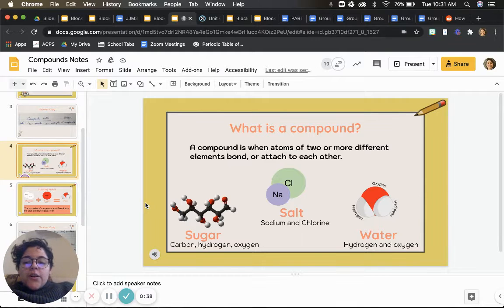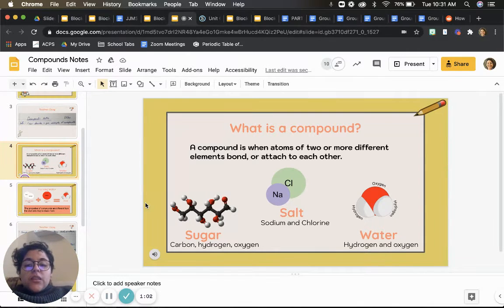So what is a compound? A compound is when atoms of two or more different elements bond or attach to each other. So we looked at the periodic table that has a list of all of the known elements in our universe, and sometimes these elements come together and form different things. So they combine together, and this is what a compound is.